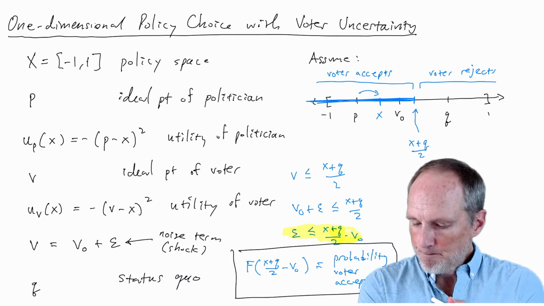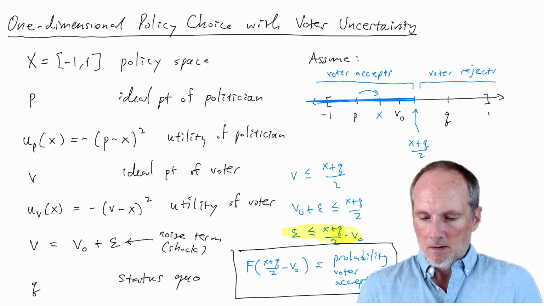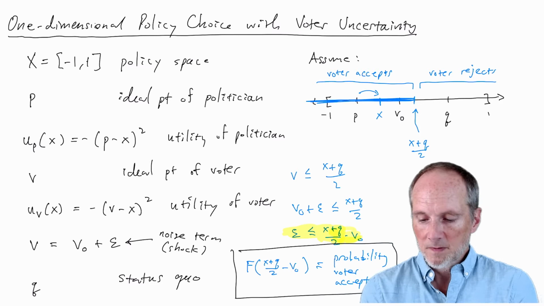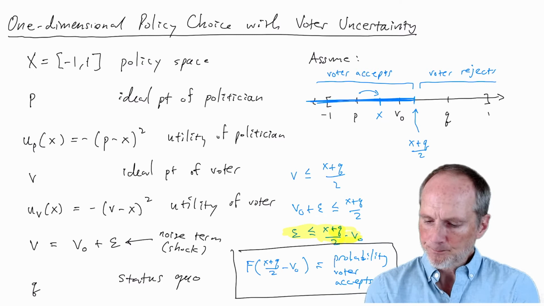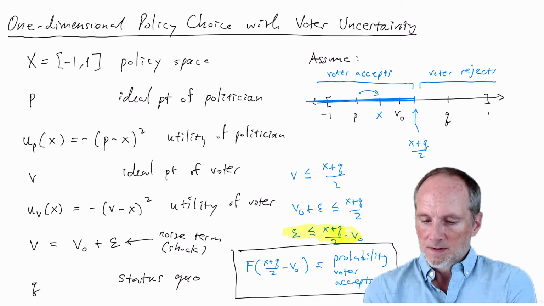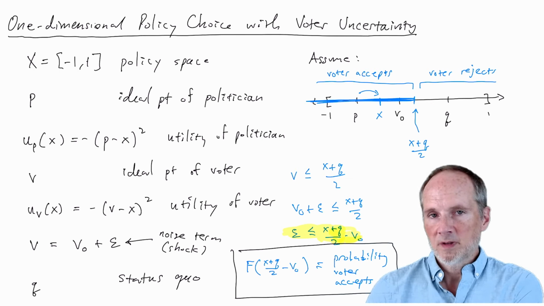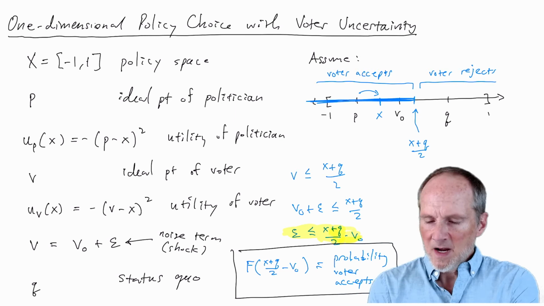So how are we going to use this? We're assuming the politician has quadratic utility. So obviously, if they could, they would just choose their ideal point. What they have to do, though, is propose some policy that will be approved with some probability and rejected with the remaining probability. And they have to somehow do that optimally. But what does optimality mean in this setting?